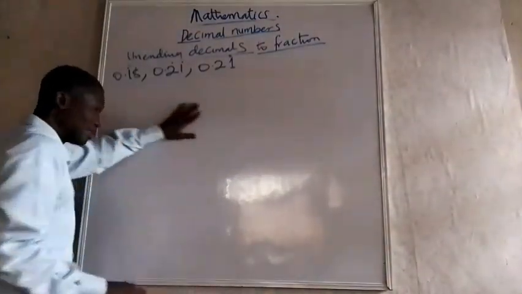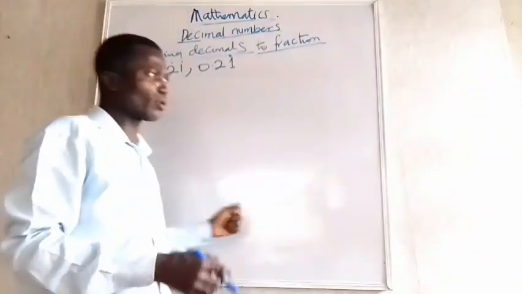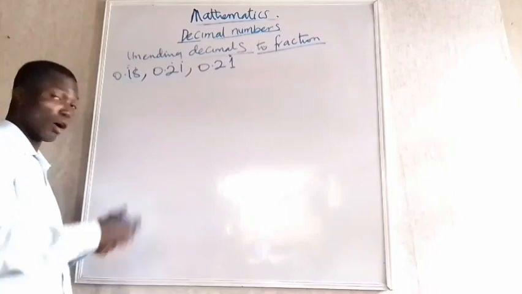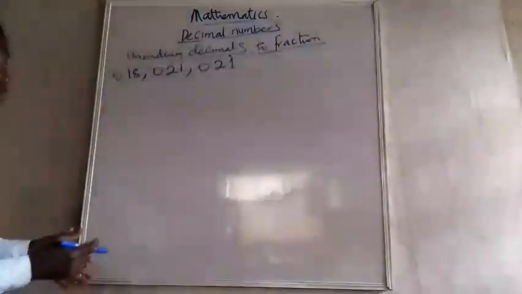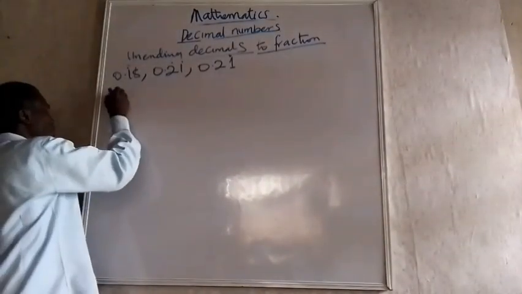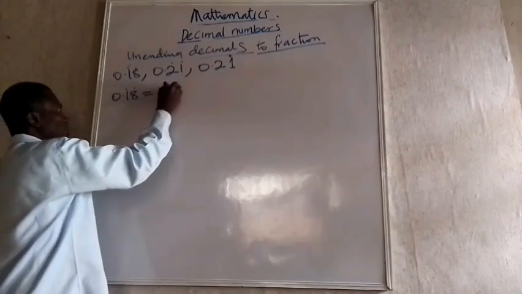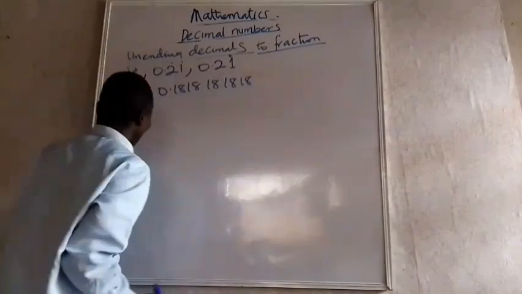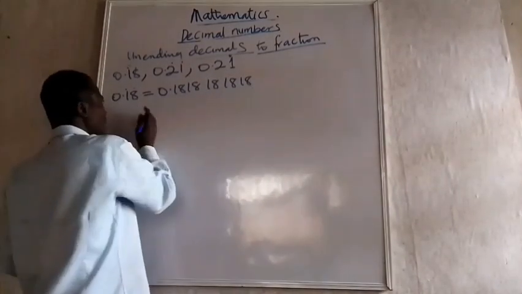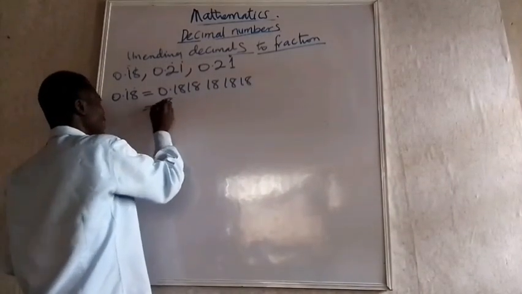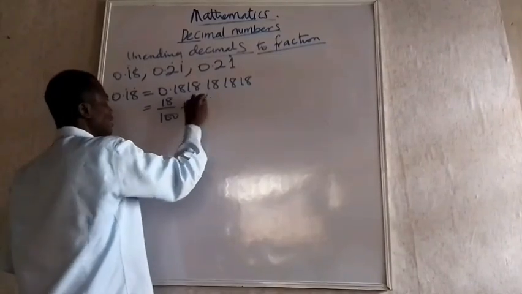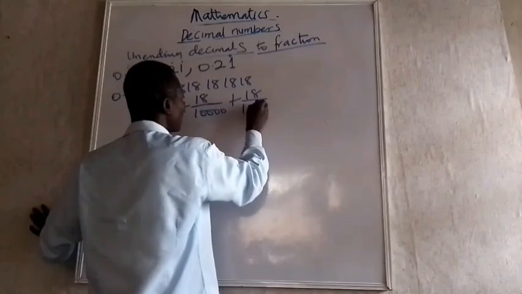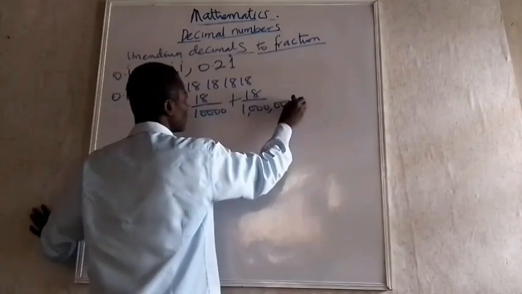Another way I like converting this decimal to fraction is by looking at it from the perspective of sum of geometric progression or sum of geometric series. Let me put it that way. When I look at it as geometric series, look at this one now. I have 0.18. It's giving me 0.18, 18, 18, 18, like that. So if I should express it in this unit, I'm going to have 18 over 100 plus 18 over 10,000, sorry, plus 18 over 1 million, like that.